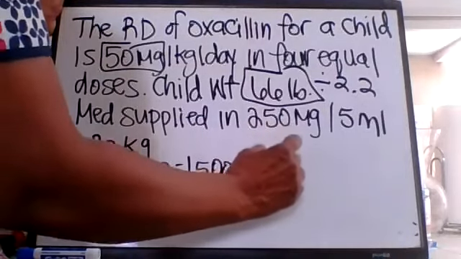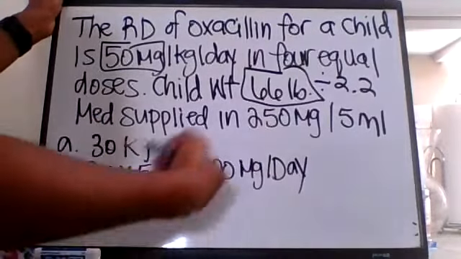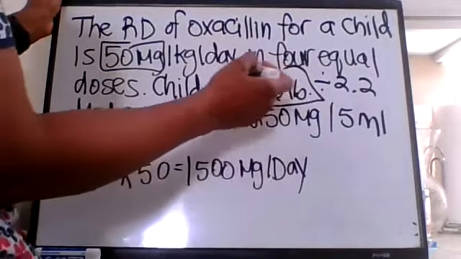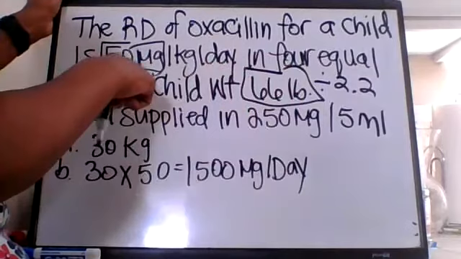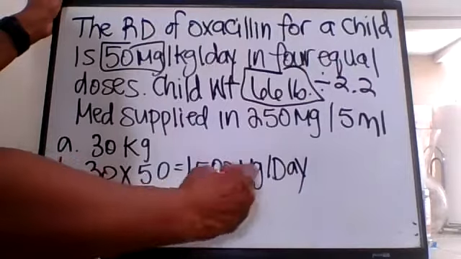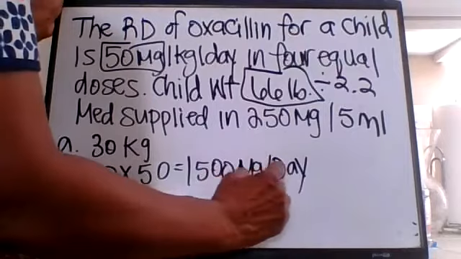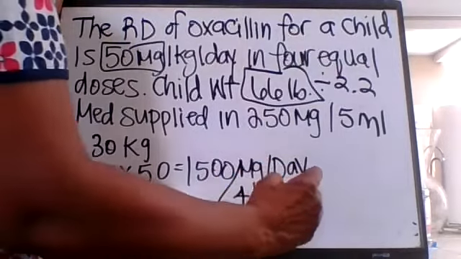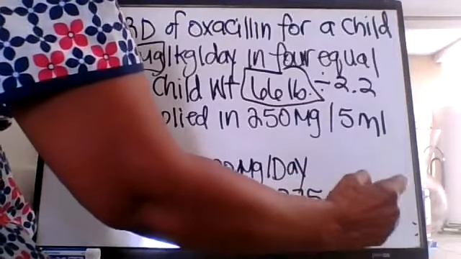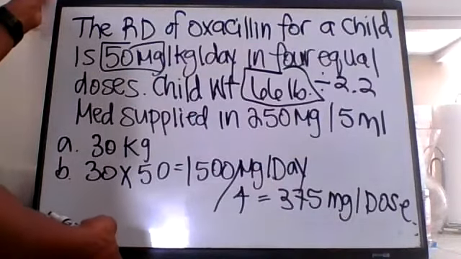milligrams per day, right? But we want the dose. We want not the daily dose. We want the single dose for the child. So now we have to go further because it says that this 50 milligrams is administered in 4 equal doses. So now we take this 1,500 and divide it by 4, right? And we come out with 375 milligrams per dose, okay?